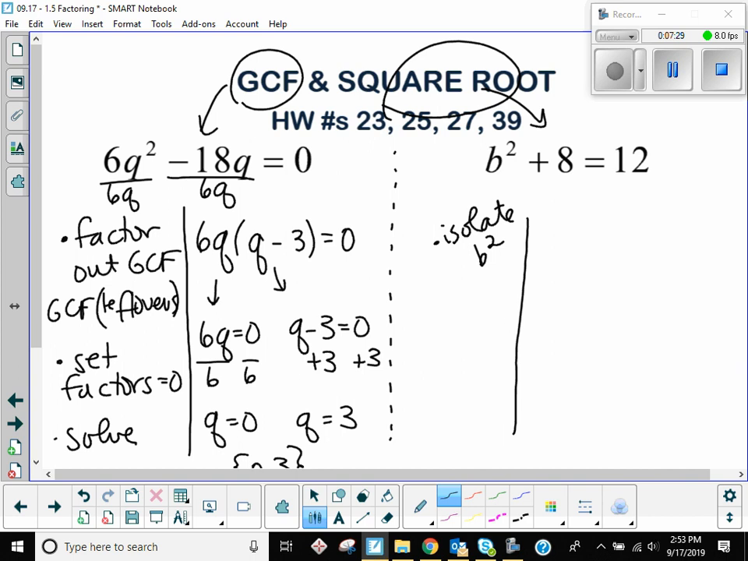So in order to isolate, what do I need to move over? The positive 8. So I do the opposite to both sides. B squared equals 4. And then what? Square root, right? So square root, B equals 2. Ish.